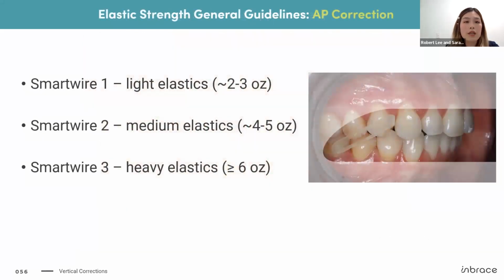So to go over the elastic overcorrection guidelines for the AP, in SmartWire 1, we generally suggest light elastics of around 2 to 3 ounces. Once you get into your SmartWire 2, that's when you can move into your medium elastics of about 4 to 5 ounces. And then finally, if needed, in SmartWire 3, heavy elastics of greater than 6 ounces. So slightly different from our vertical elastic guidelines.